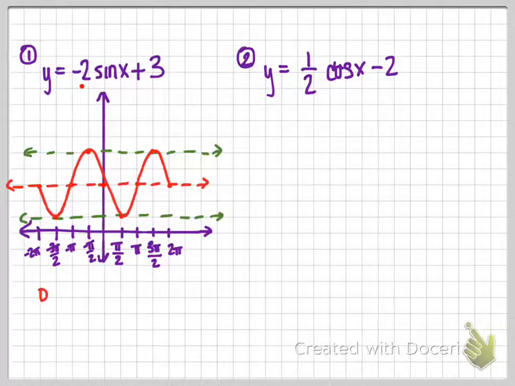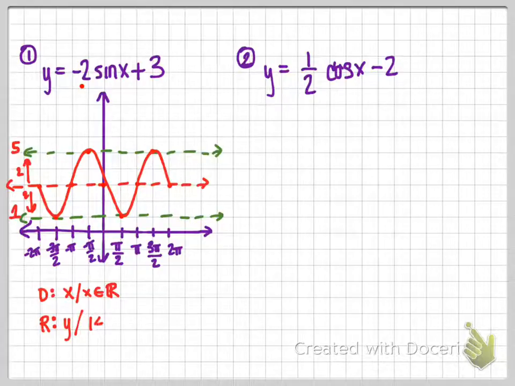The domain for all of your sine functions is always going to be all reals. Your range is what's going to change based on your amplitude. If I look up top, my amplitude makes my sine curve go from 1 to 5, because the amplitude is 2 and we started at 3. So we're going out 2 from there. So my range is y such that y is between 1 and 5.